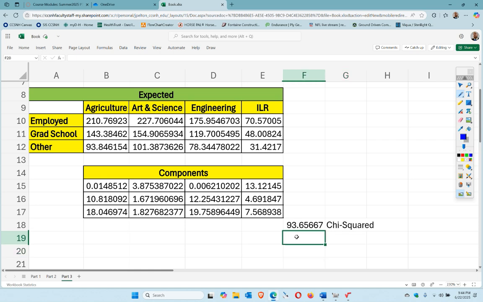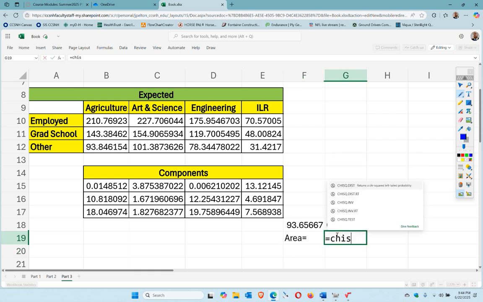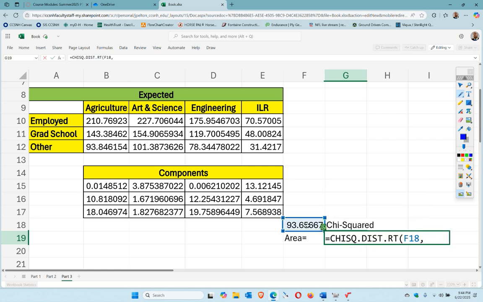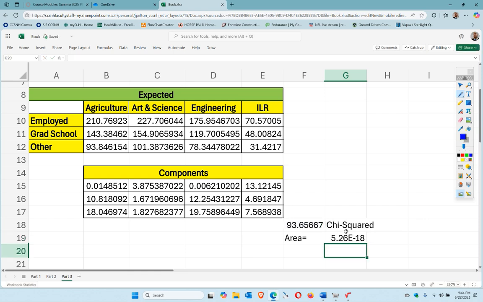So our area equals, so chi-squared distribution right tail. There's my chi-squared, minus the degrees of freedom. So I get really small numbers. So that's the decimal right there. So I move it over once. It goes over to here. Then 17 more zeros. I get it over there, right? So 17 zeros in the 5, right?